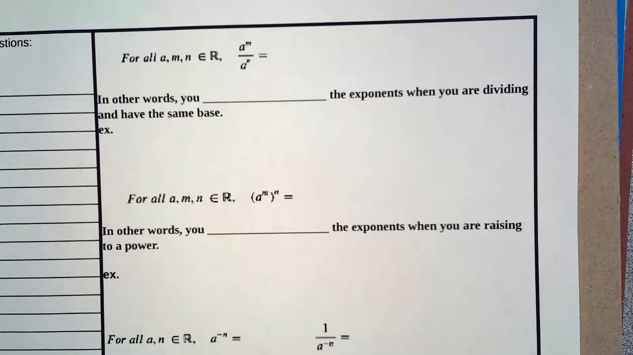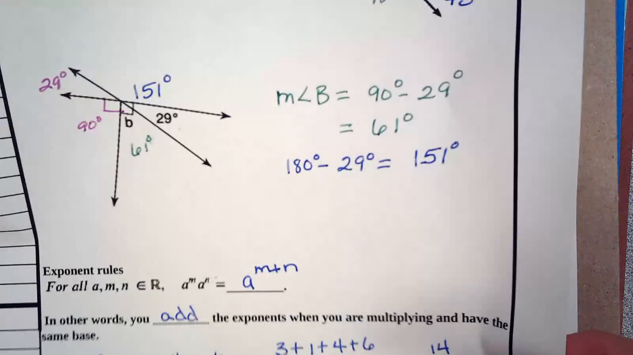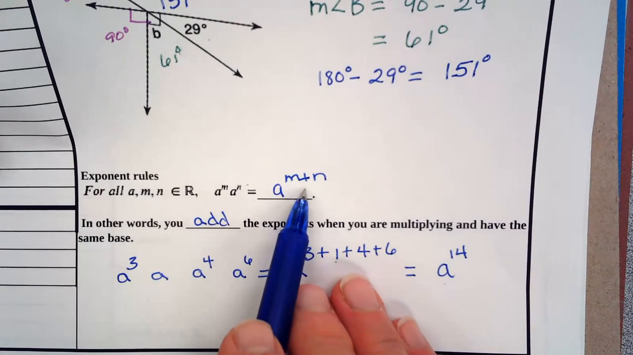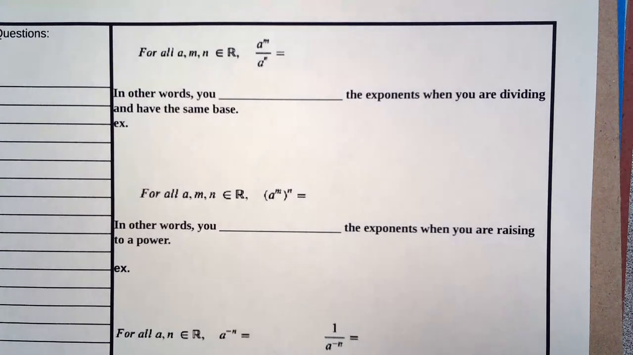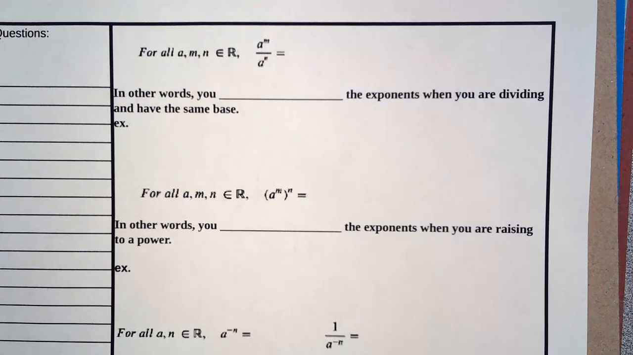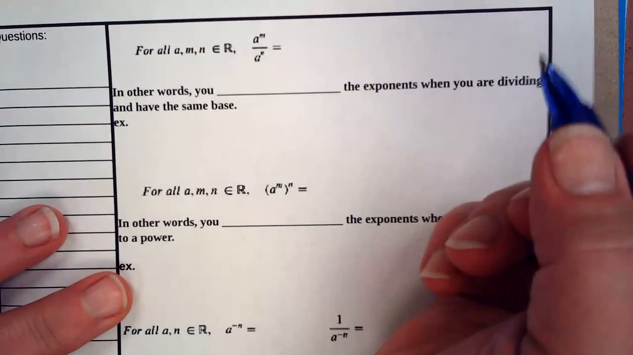Okay. For all a, m, n, which are elements of the real numbers, a to the m divided by a to the n equals. Okay, when we multiplied, we added. When we divide, what's the opposite of adding? Subtract.